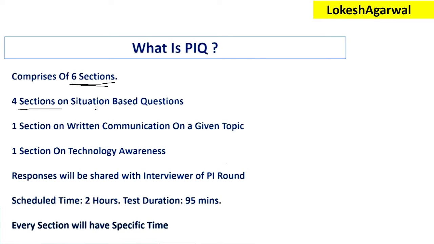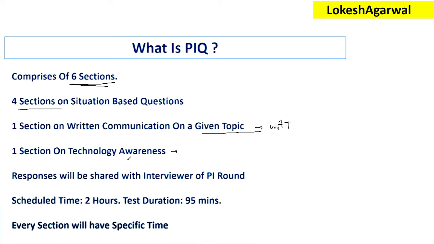Here there are 4 sections. Situation-based question. There will be 4 sections, and one section will be on written communication on a given topic. It's the same as WAT. So one topic will be given and you have to write on it. And one section on technology awareness.